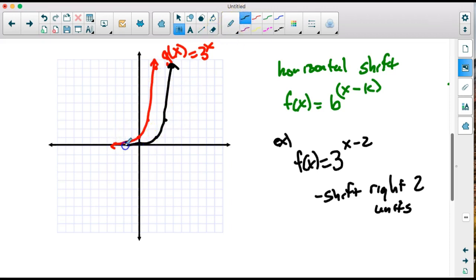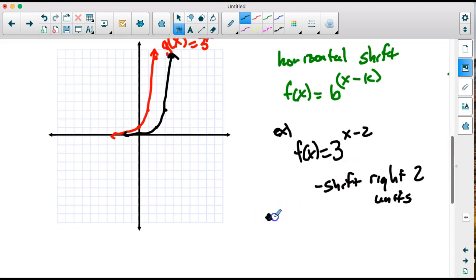long end run behavior. That means as you go left, as it goes to negative infinity, it's going to go to 0, and as it goes to positive infinity, it's going to go to positive infinity. Right, the intercepts will change because we've shifted right 2 units.